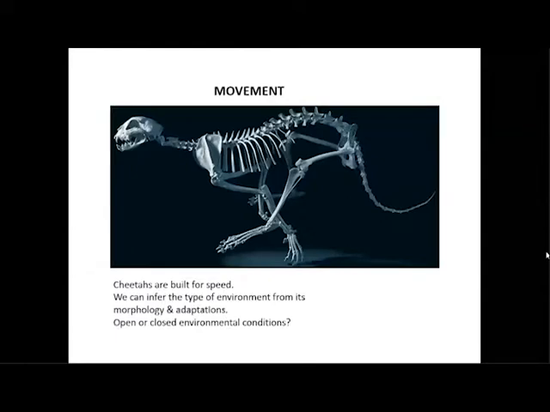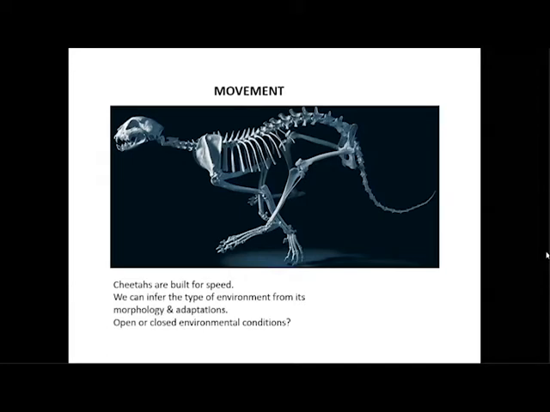Movements of the animal are also inferred from the morphology itself. So this is a cheetah skeleton, and cheetahs are built for speed, so they're streamlined in various ways. When you find this in any given site, you can infer the environment because they're adapted to running, and you can run better in open areas than in closed.